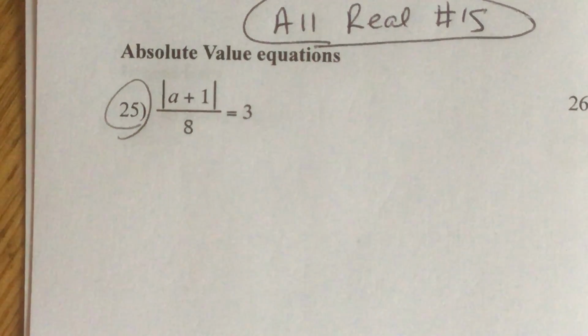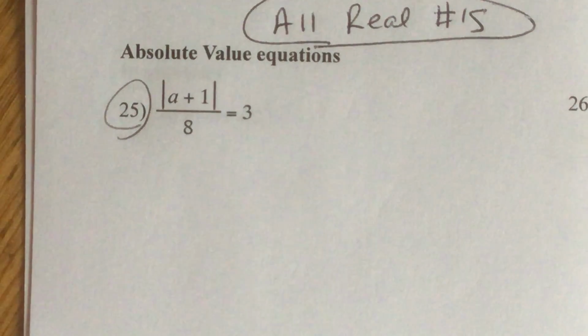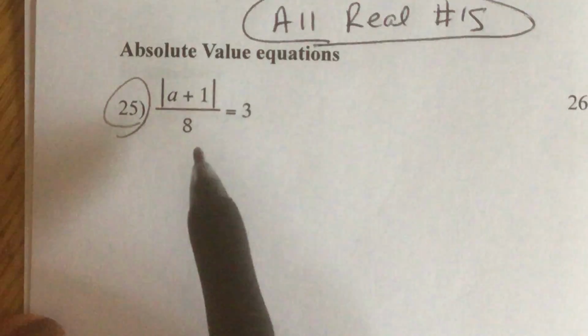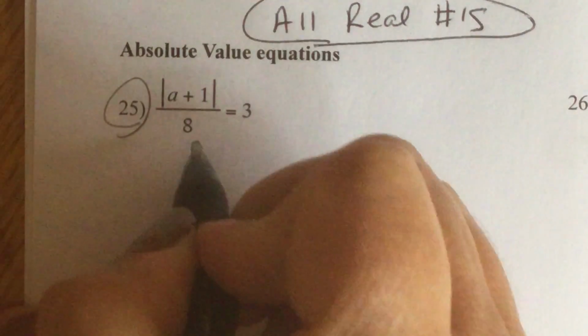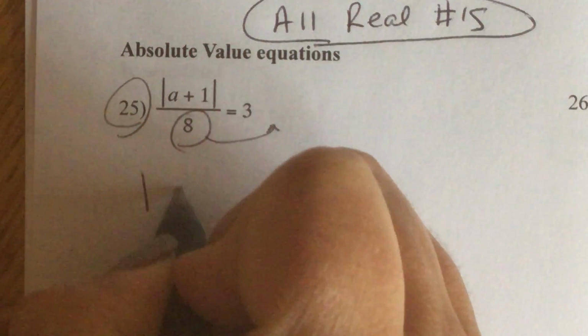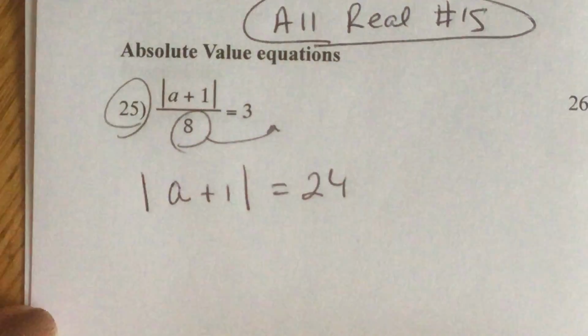Okay, in this video, we're going to do some absolute value equations. So you start out getting the absolute value alone. In this case, it's being divided by 8, so I need to multiply by 8. So I'm going to move this 8 by multiplying. So I'm going to have the absolute value of a plus 1 is equal to 24.